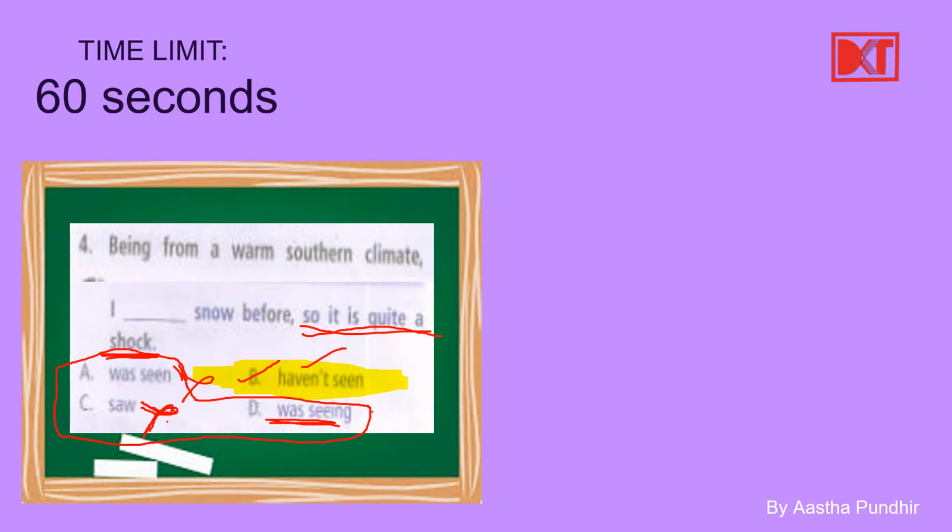All right. Here you see we have being from a warm climate. So we are talking about the present, saying something in the present. So we will use present perfect.